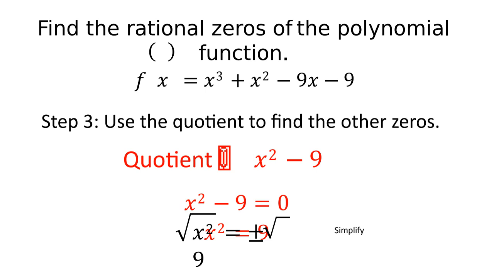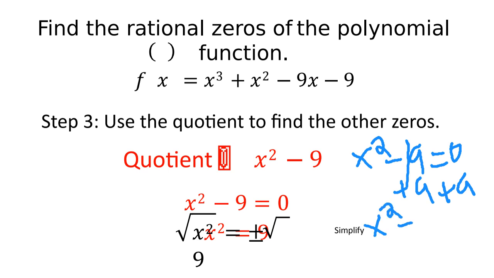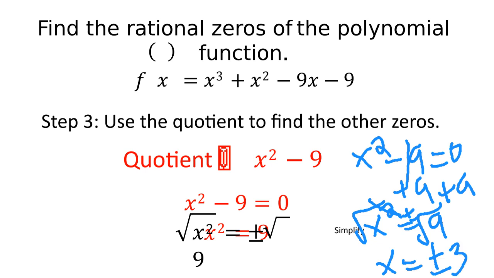So what's going on here? We have x squared minus 9 equal to 0. We add 9 on both sides. So we have x squared equals 9. And then we take the square root on both sides. So remember, when we take the square root, we have a plus or minus. So this is x equals plus or minus 3, since 9 has a square root, which is 3. So now we know all of our zeros. The first one was -1, +3, and -3.